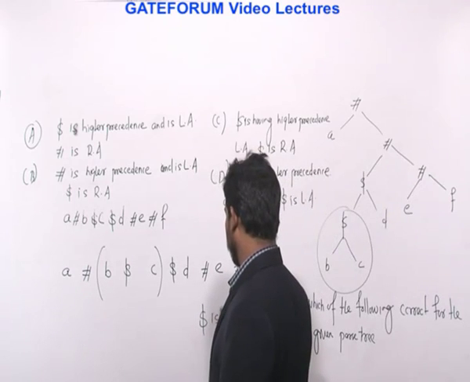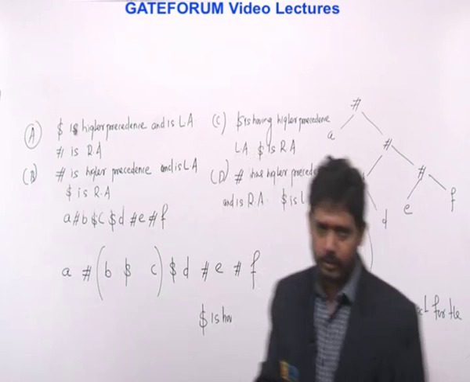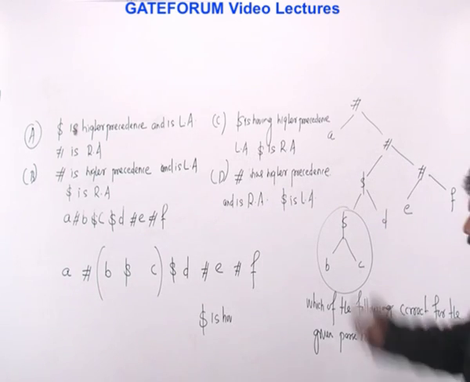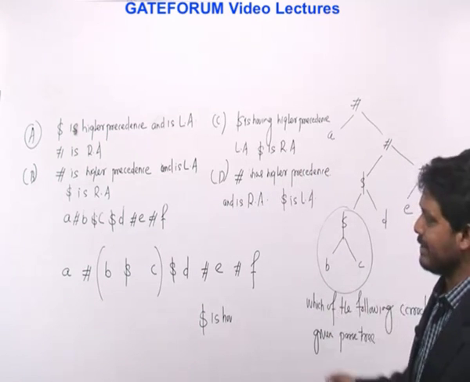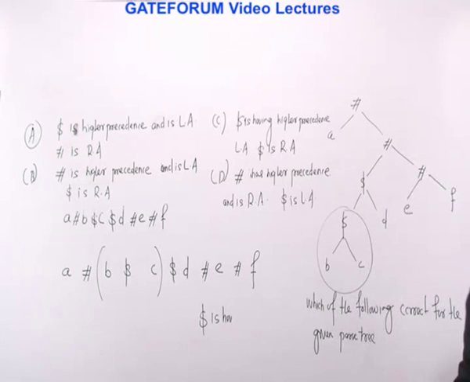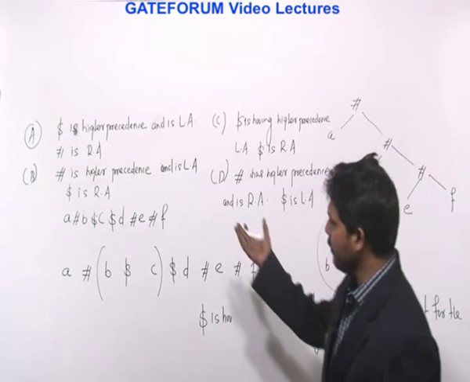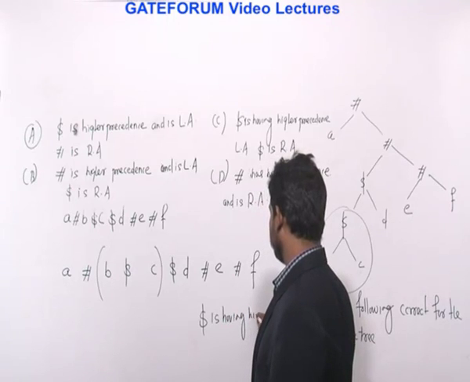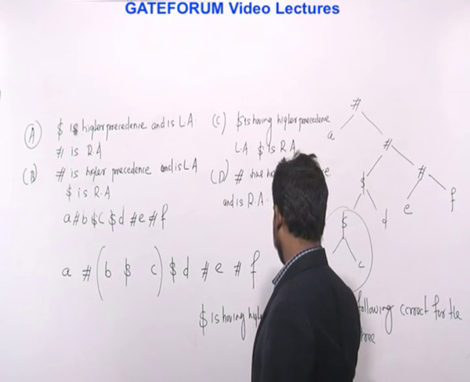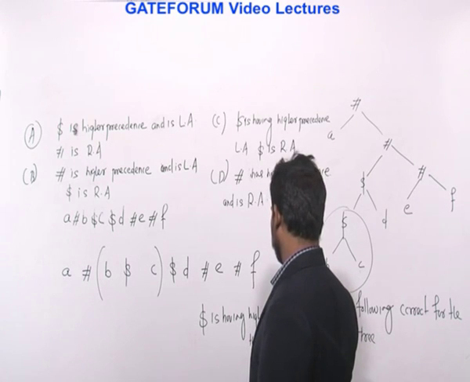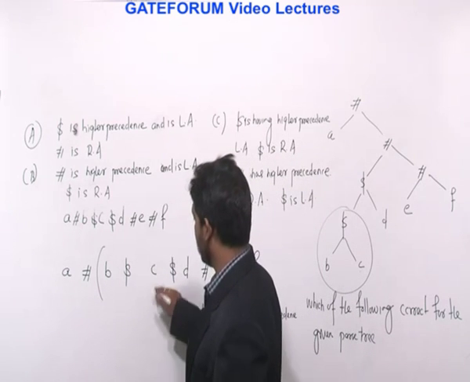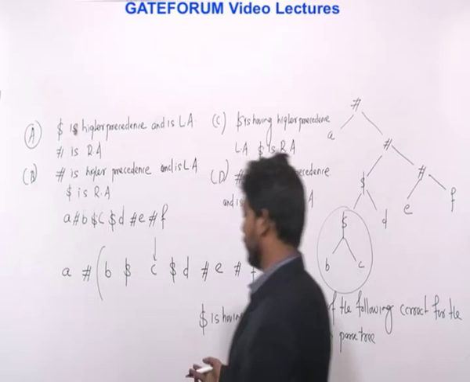At least it's a local conclusion, because the information you are giving is very local, and based on that I have to conclude something, and my options are something like this only. They are not saying same precedence, maybe may have, but with the amount of information given, I can definitely say that dollar is having higher precedence than hash. True, correct.